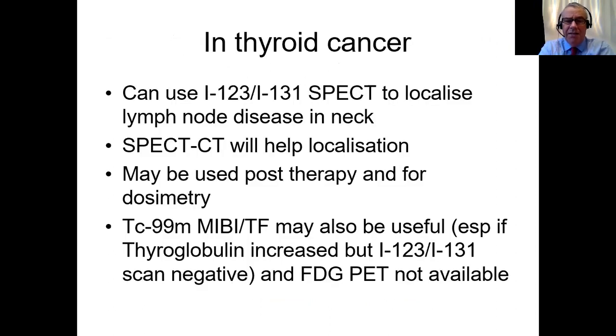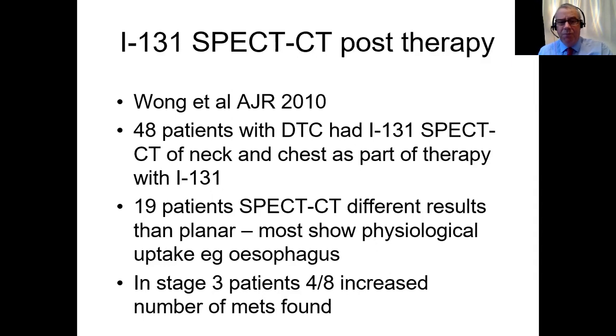So about thyroid cancer, well, we can use iodine-123 or iodine-131 SPECT to localize disease anywhere we wish to. SPECT-CT will help with localization, and it may be used post-therapy for dosimetry. I haven't really got an example with iodine. I'll show you an example with MIBG, which is the same isotope, so it's similar. Obviously, if you don't have FDG and it's thyroglobulin positive and negative on the iodine scan, you might want to consider doing a MIBI or tetrofosmin with SPECT-CT.